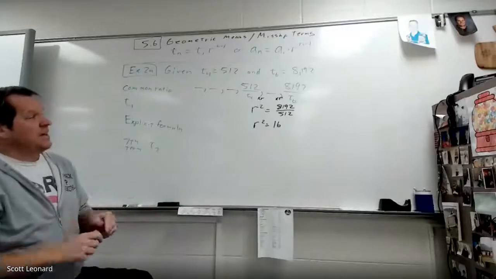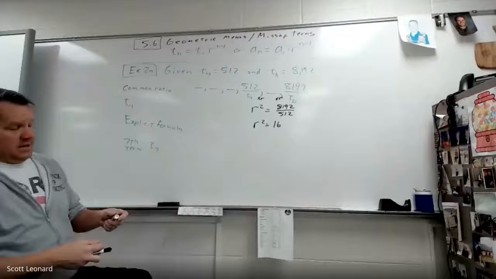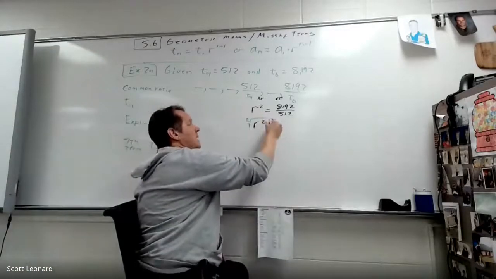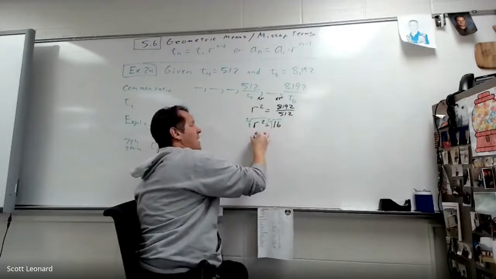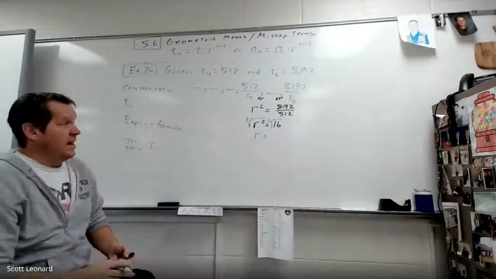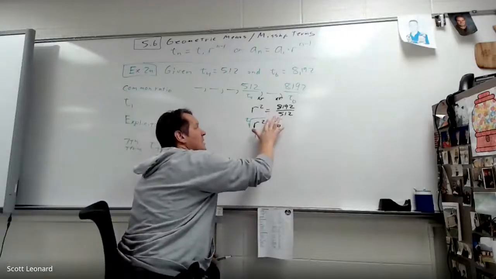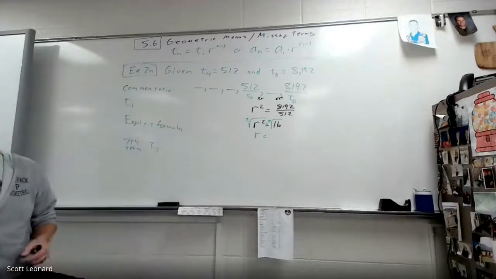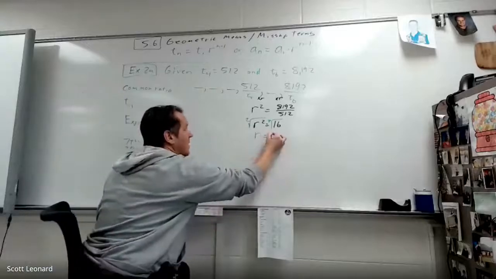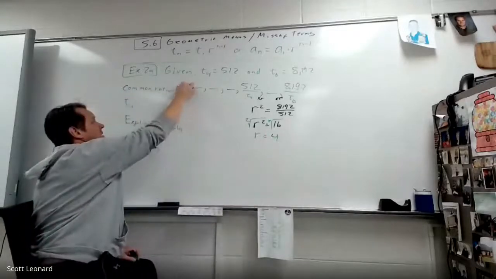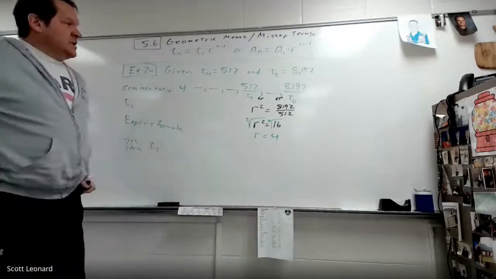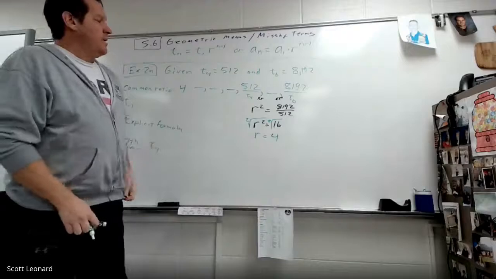Now, what do I have to do with the R value? We have R squared, so in order to find R, I have to take the square root. Now, this is a square root you should be able to do in your head. What is the square root of 16? 4. All right, so our common ratio is 4. Now, when we do these problems, to go to the right, what do I do to find the next number?